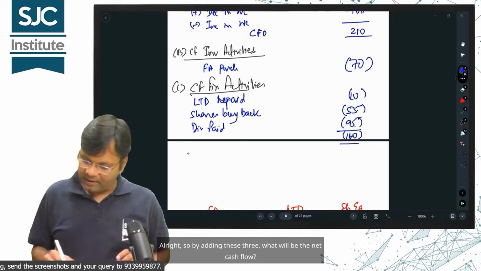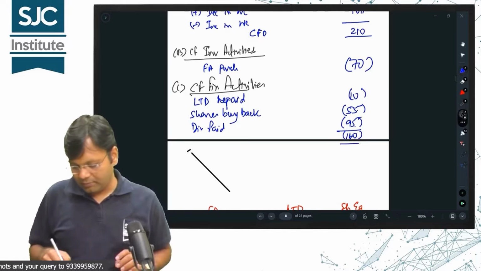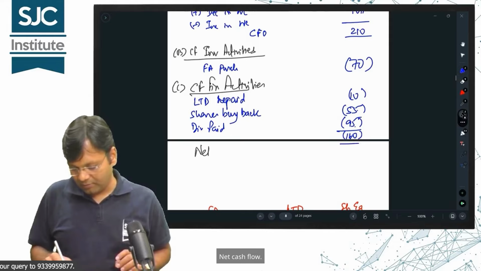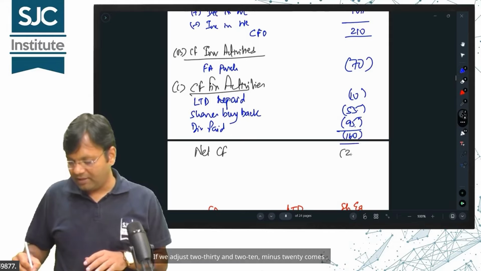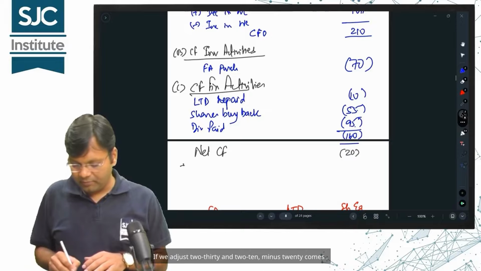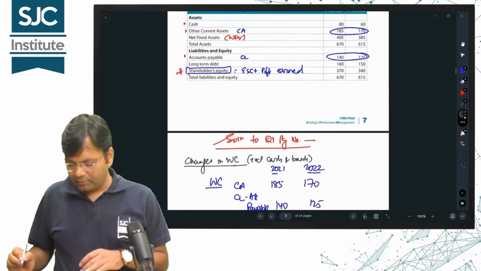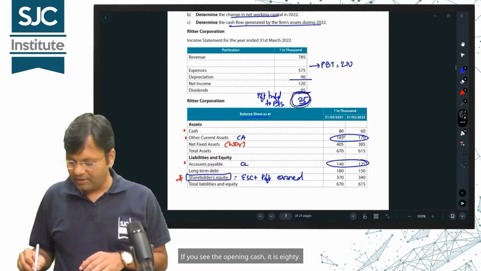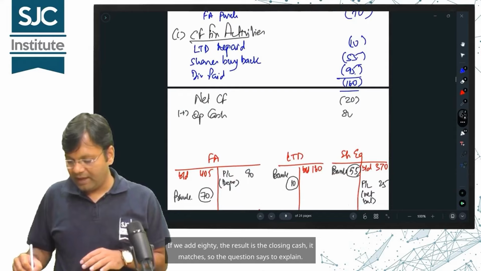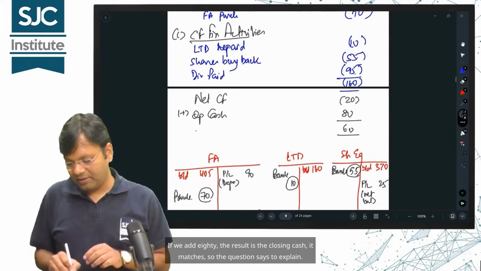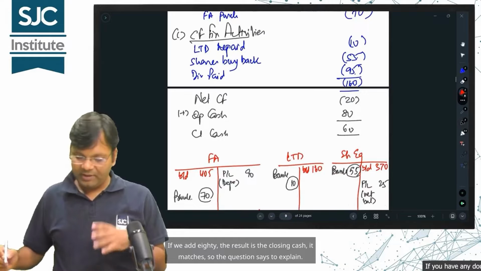Alright, so by adding these three, what will be the net cash flow? Net cash flow. If we adjust 230 and 210, minus 20 comes. In this, we will add the opening cash. If you see the opening cash, it is 80. If we add 80, the result is the closing cash. It matches, so the question says to explain.